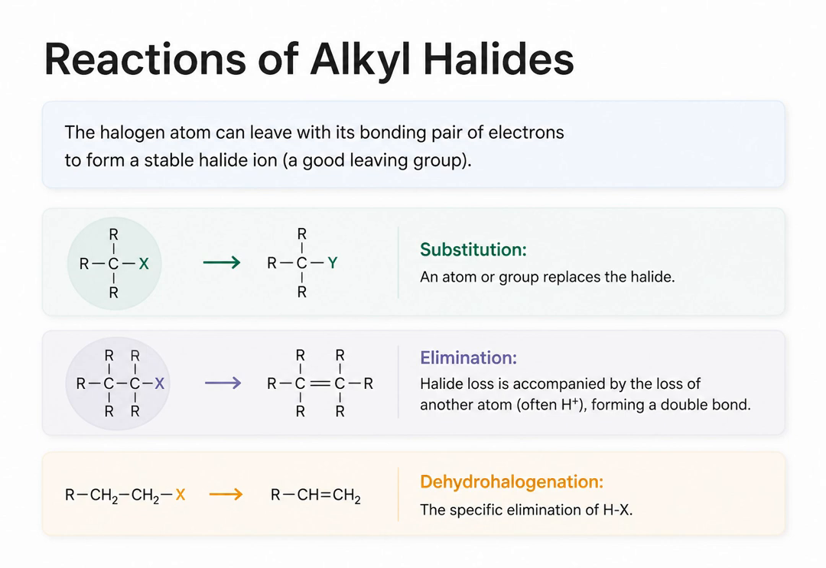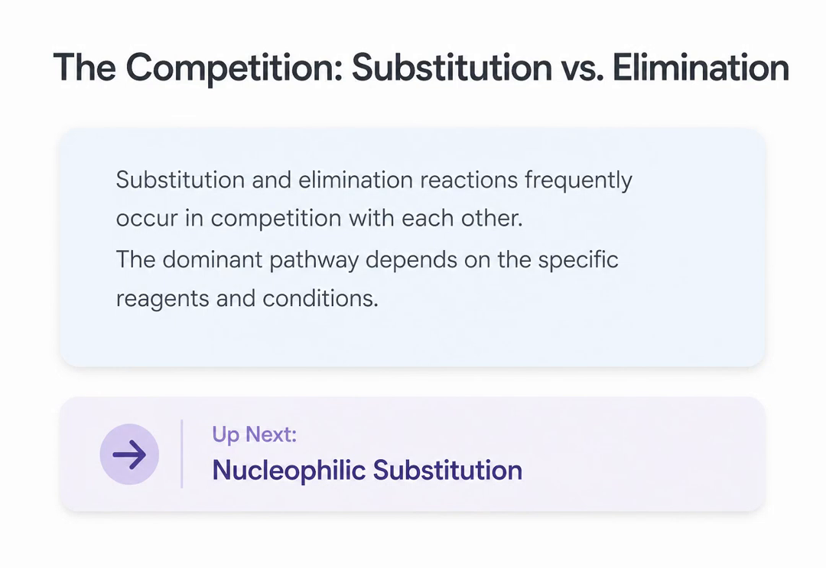This opens the door for two main pathways: substitution, where a new atom replaces the halogen, or elimination, where the halogen and a neighboring hydrogen are both lost to form a double bond. In practice, substitution and elimination reactions are almost always in direct competition with one another in the reaction flask. The pathway that wins depends heavily on the structure of the alkyl halide, the reagents we choose, and the temperature. Understanding how to control this competition is key, which leads us directly into our detailed look at the mechanics of nucleophilic substitution.